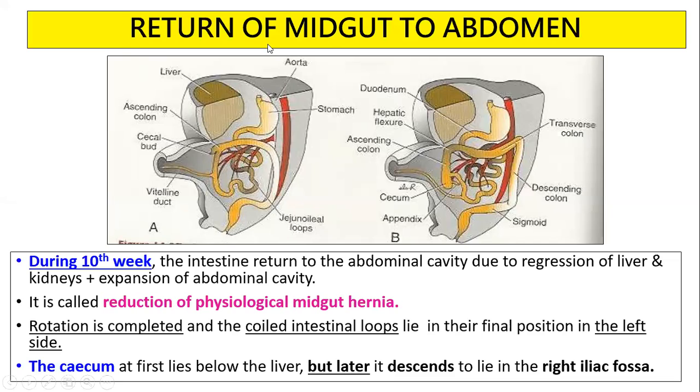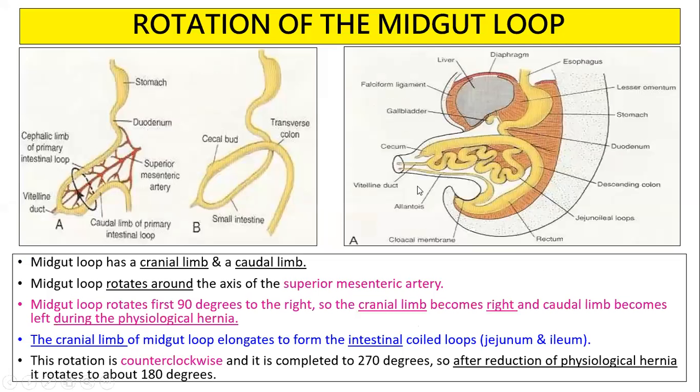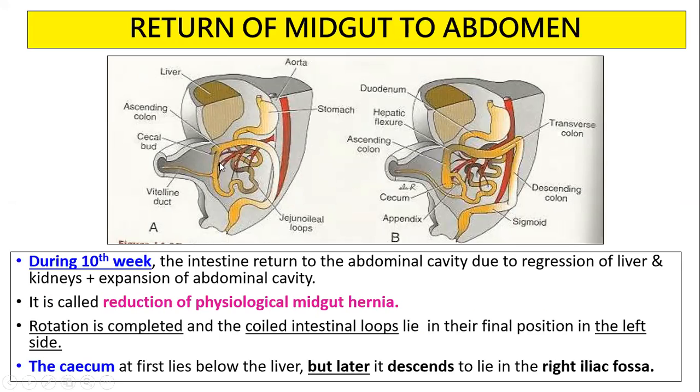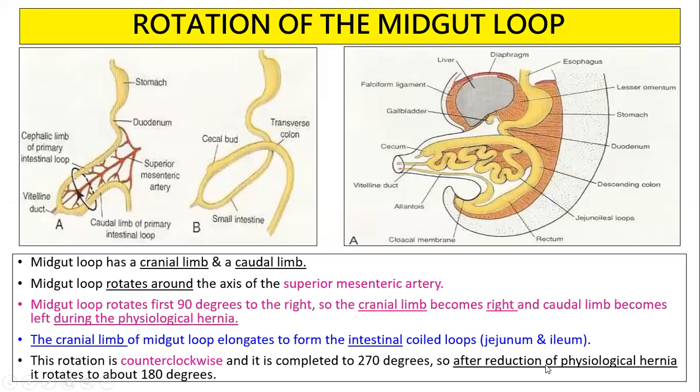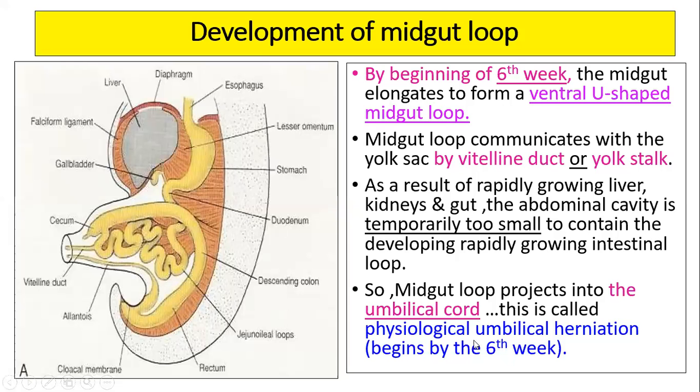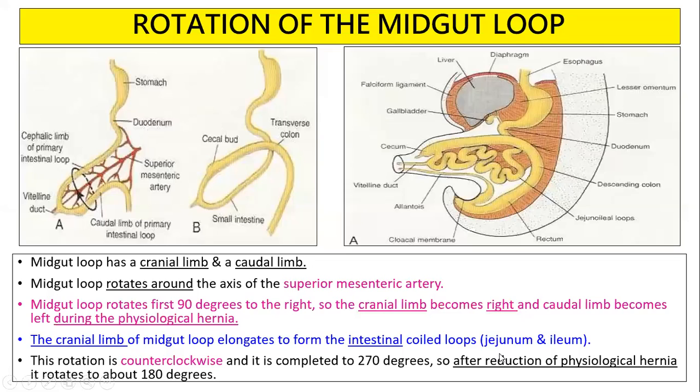As the abdominal cavity grows faster, all the intestine will come back into the abdomen. If you see here, it has come back. It had come out, and now it is going back into the abdomen. This is called the return of the midgut loop to the abdomen. During the 10th week, the intestine returns to the abdominal cavity. It comes out of the abdominal cavity at the 6th week, as we saw. Physiological hernia takes place at the 6th week.